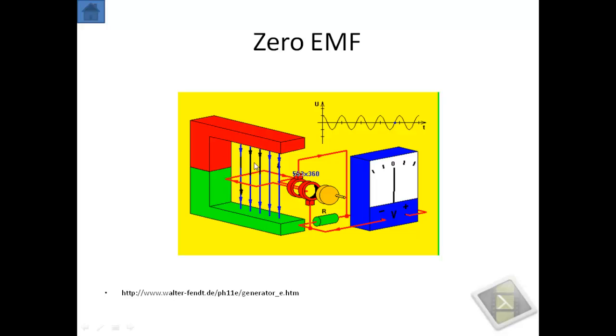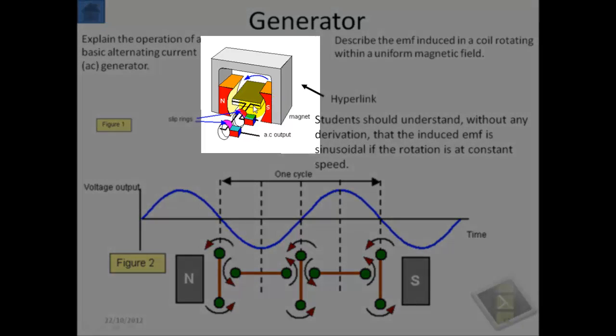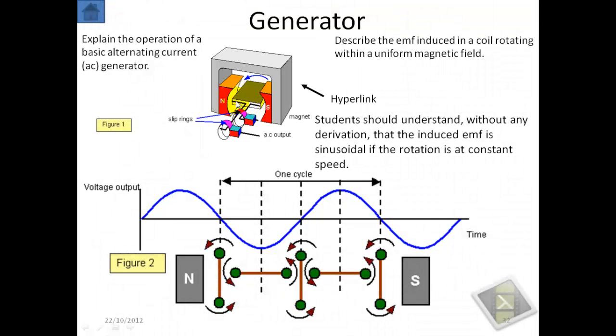So this one side is connected to one ring, the other one is connected to the other ring. Here we have again the same thing. This is what a generator is. It's a coil of wire which is inside a magnetic field. It is connected by these brushes which touch these rings, these slip rings, and they enable you to pick up the induced EMF there.